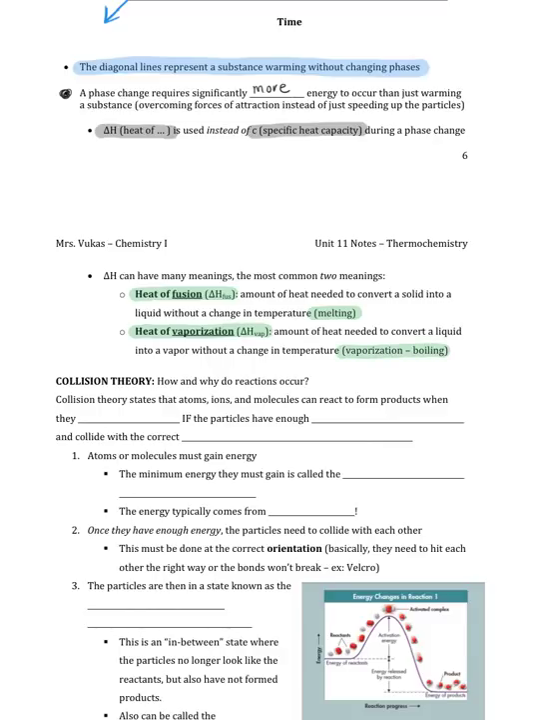So these heats of fusion and heats of vaporization, again, are just how much energy is required for a phase change. I'm going to go ahead and stop this video here, and then you guys can watch the page 7 video, and that's when we're going to talk about the next part with collision theory.